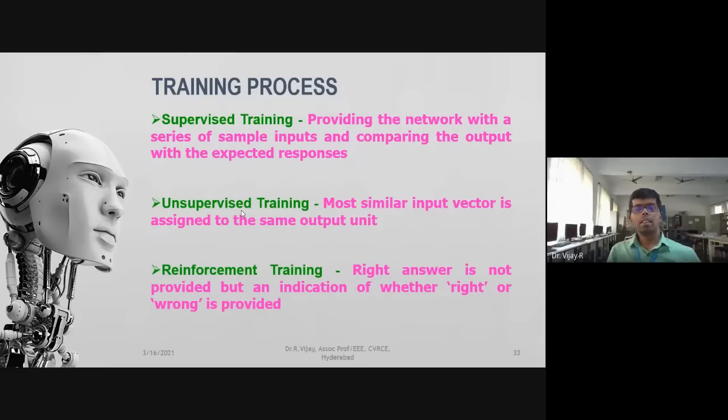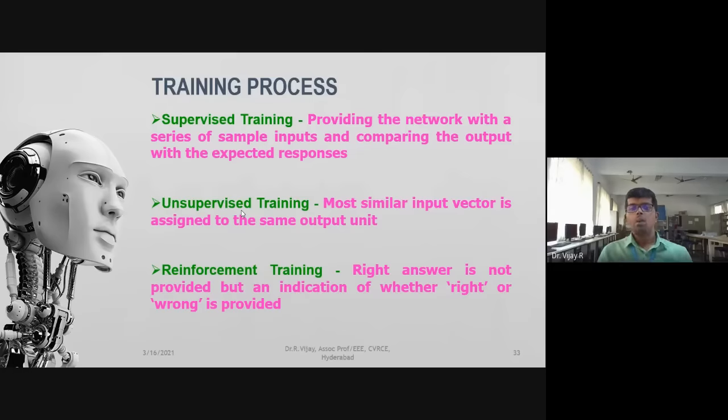There are three training processes. The first is supervised training, then unsupervised training, and reinforcement training. Supervised training is like teaching with a teacher. The teacher comes to the class and teaches you how to draw a letter A. That is called supervised learning.